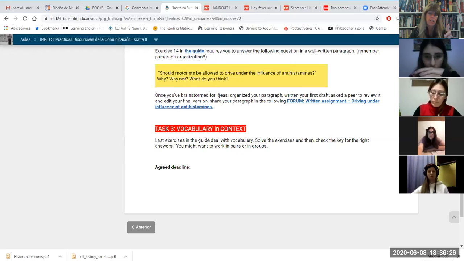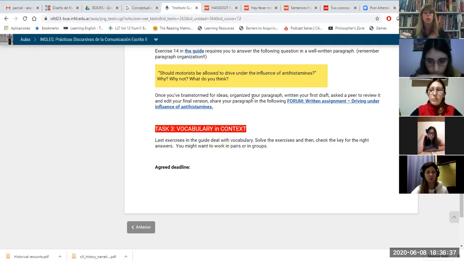Once you brainstorm the ideas, you organize your paragraph, right? So you think, okay, the main idea is going to be this one, the topic sentence. I can use this as supporting material. I'm going to explain the main idea with these sub-ideas, okay? So you organize your paragraph. Then you write your first draft. Once you have your first draft, you ask a peer, a companion, to review it.